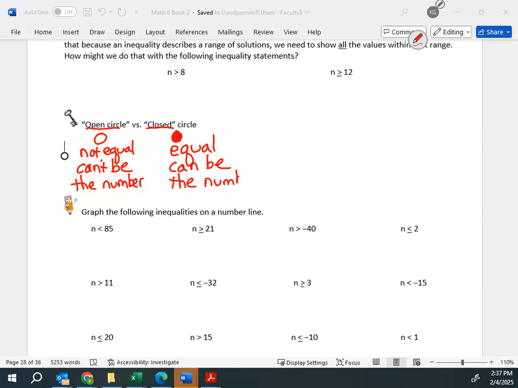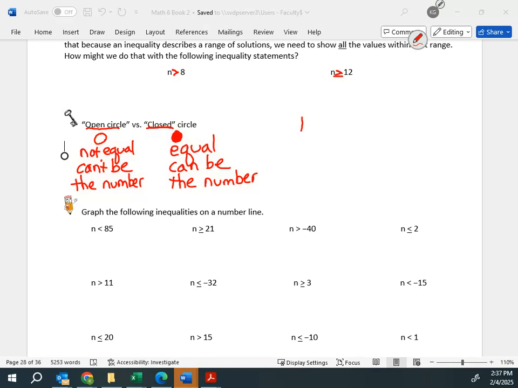So when we are looking at our inequality statement, n is greater than 8, it means it can't be 8. It has to be bigger than 8. So that would be the open circle. When we have greater than or equal to 12, it can be equal, so it would be that closed circle. It can be 12 or it can be more than 12. So let's see how we use these circles.